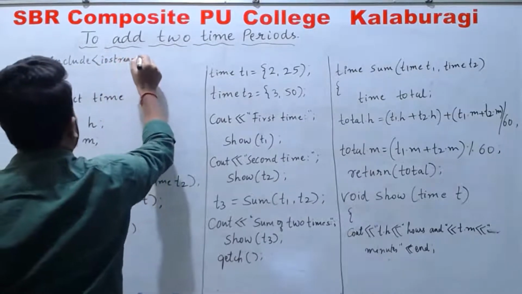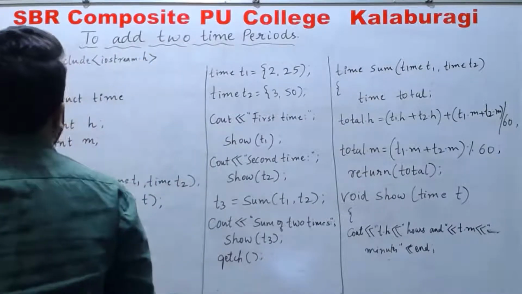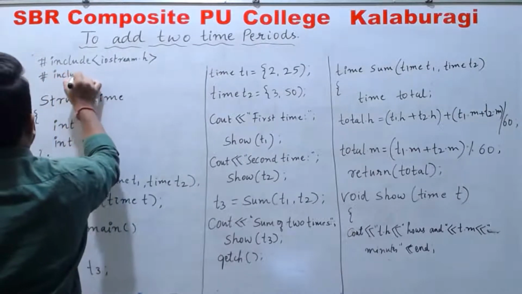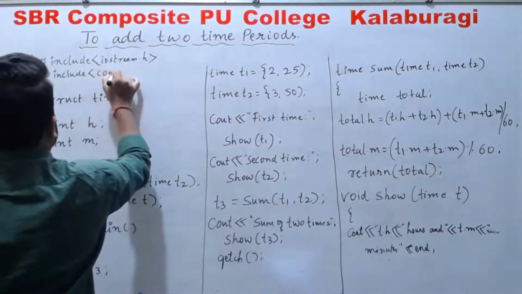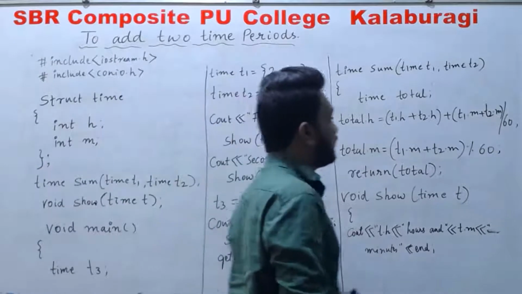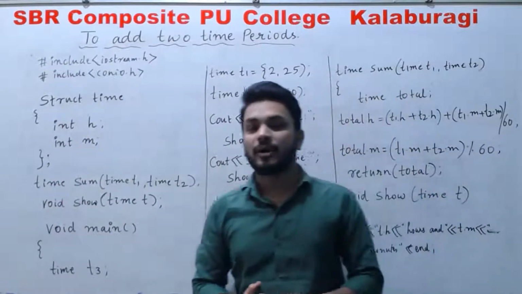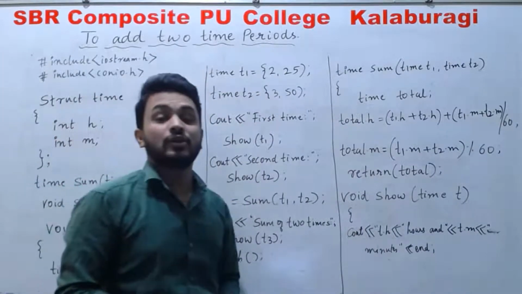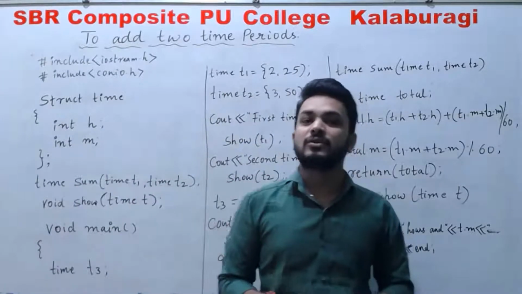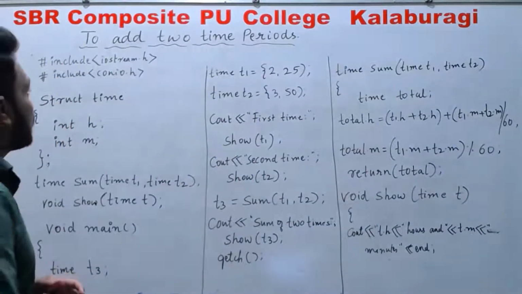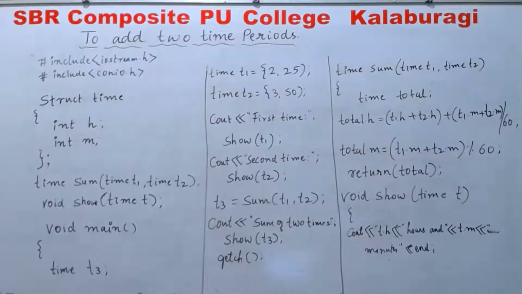It will calculate two time periods with two functions. So we are creating two functions in the program and calculating two time periods. We are adding two times to give a single time period. So this program explains how to add two time periods. I will explain step by step.